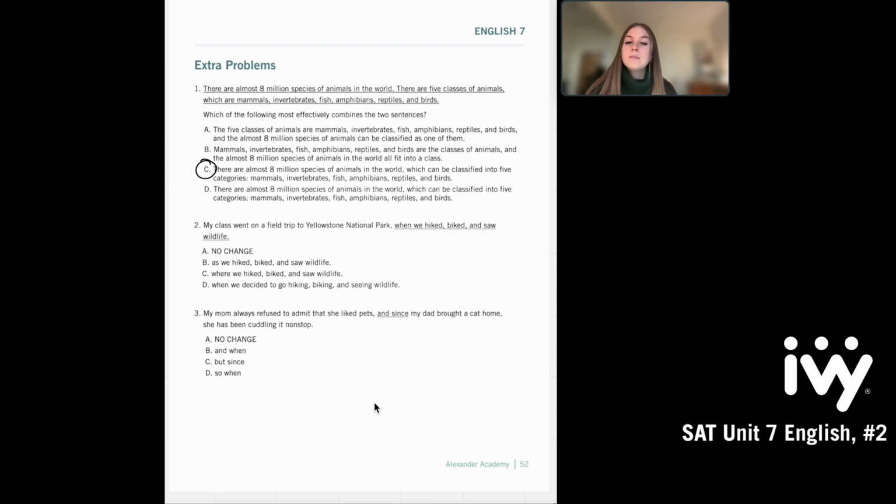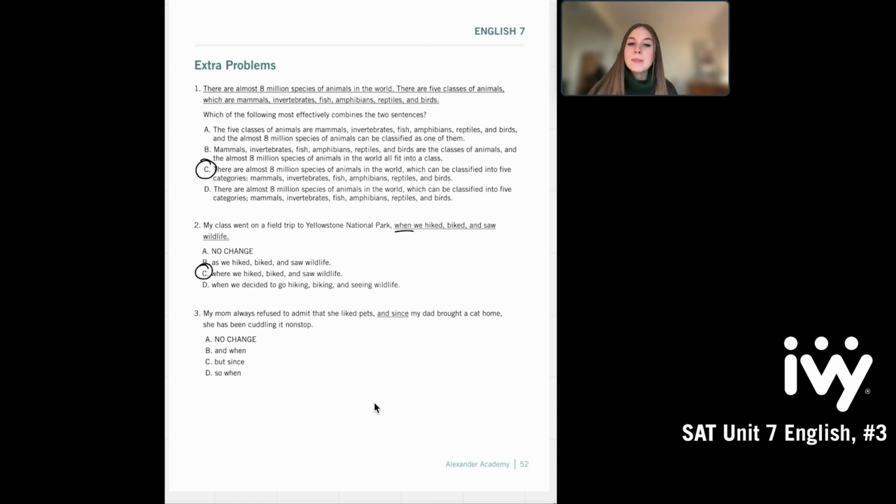Number 2. My class went on a field trip to Yellowstone National Park when we hiked, biked, and saw wildlife. In the sentence, the word "when" is used inappropriately because we're not talking about a time, we're talking about the place, Yellowstone National Park. We should replace "when" with "where."